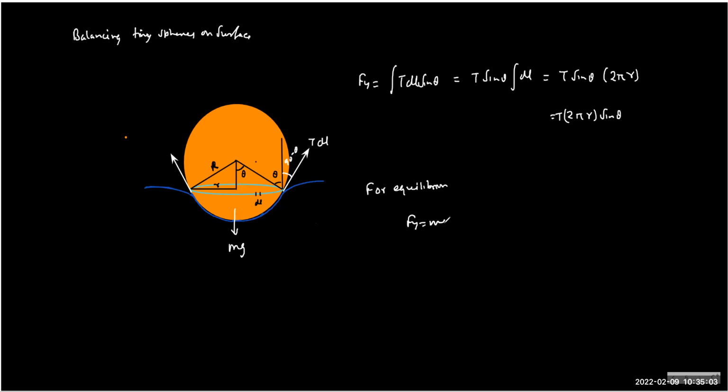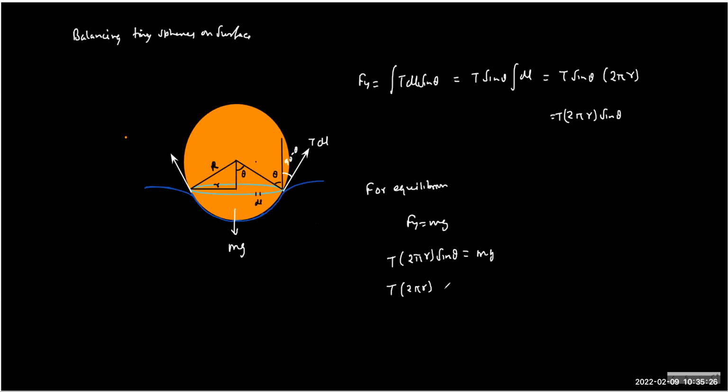Fy equals mg, which means T into 2 pi r into sine theta equals m into g. And now this is the relation. Now you can also replace sine theta in terms of capital R and small r.